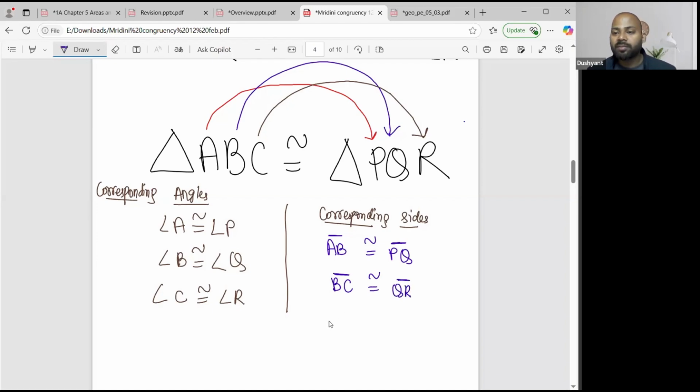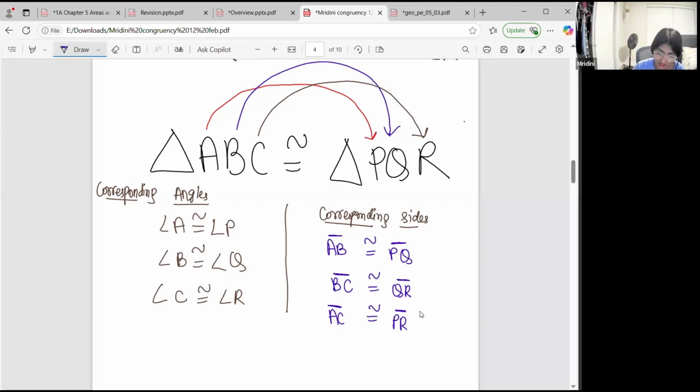Last one. CA is congruent to... Yes, that's AC. Not QR. PQ. QP. Oh, sorry, AC is congruent to PR. Yes. These are my corresponding sides.